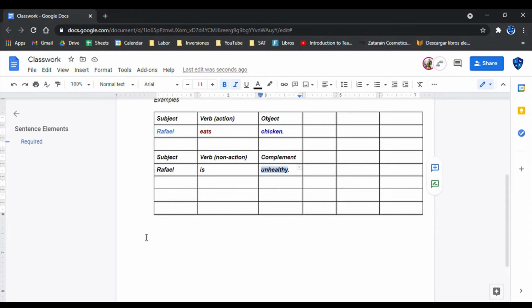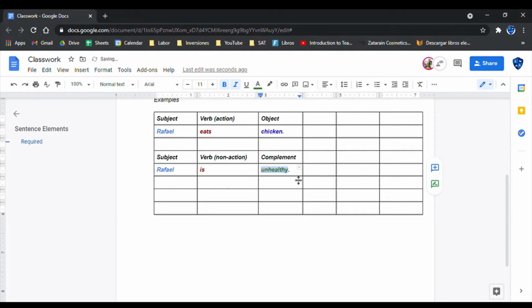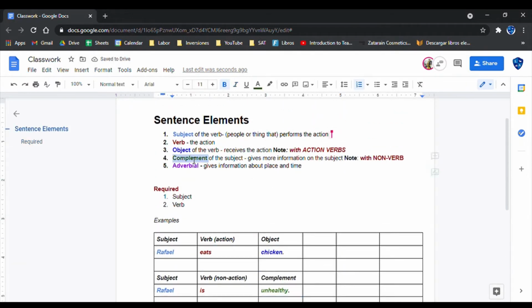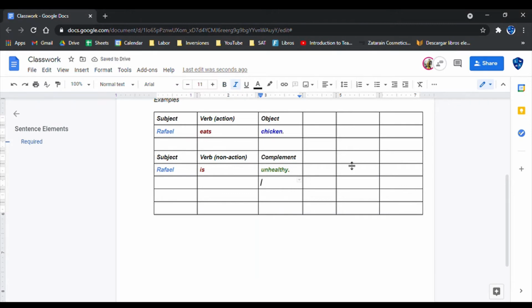Okay, so again, if we're going to use our colors, and thank you for helping me, subject is blue, the verb is red, and now we have a complement, so let's try this green. There you go. That green is better. Okay, questions? Not yet. Okay, so as you can see, English is just combining these elements.